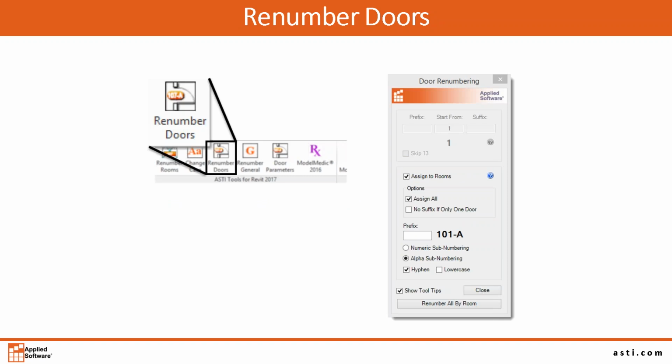Renumber doors. This tool makes renumbering doors a breeze. You simply select the order you want your doors to be renamed or have them all done at once. It also allows you to renumber doors by the room into which they swing. The door mark includes the room number and appended suffix. This suffix character can be either alpha or numeric. We also include an option that omits the suffix if a room only has one door swinging into the room. You'll see this in action when we get into the live demo. For me, this is one of the best features of the ASTI tools.